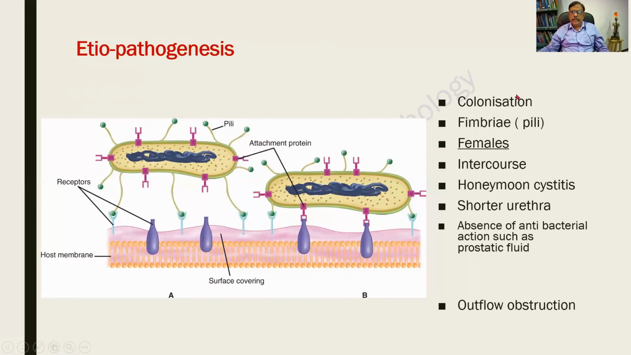For any infection to persist, there has to be what is called colonization of the bacteria. They form a group and there is adhesion by means of the fimbriae or the pili.